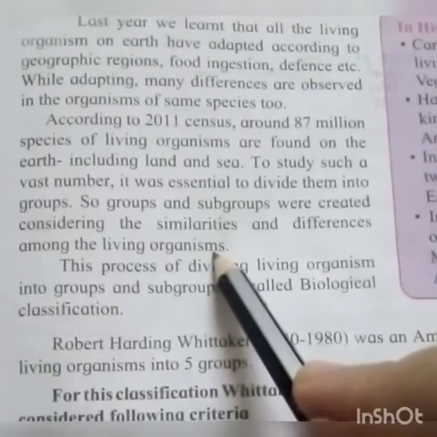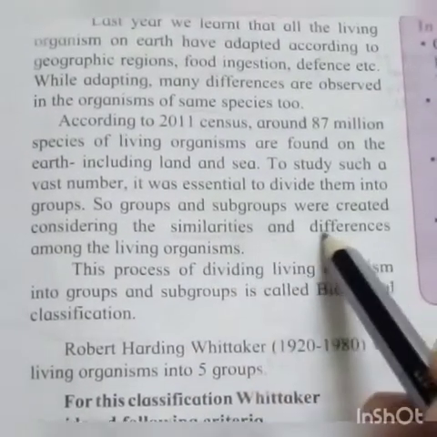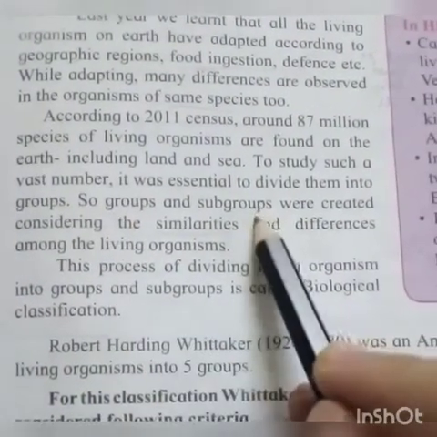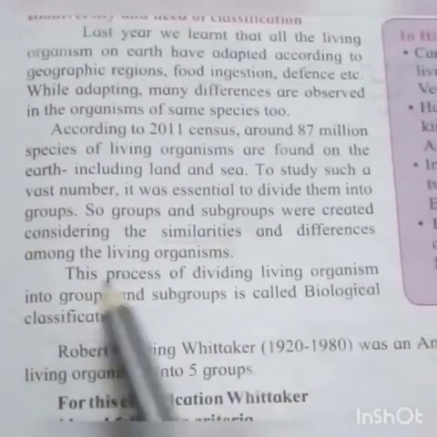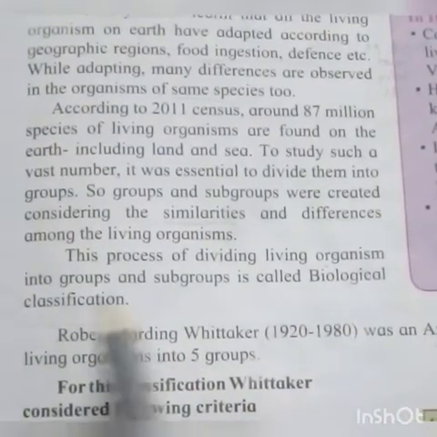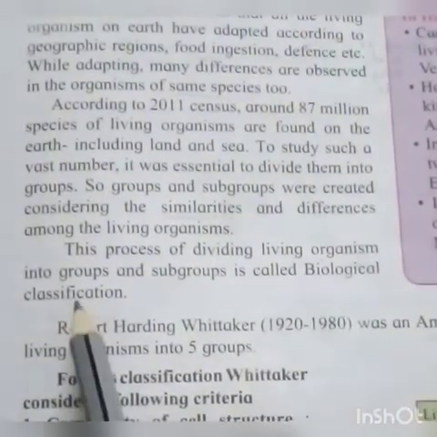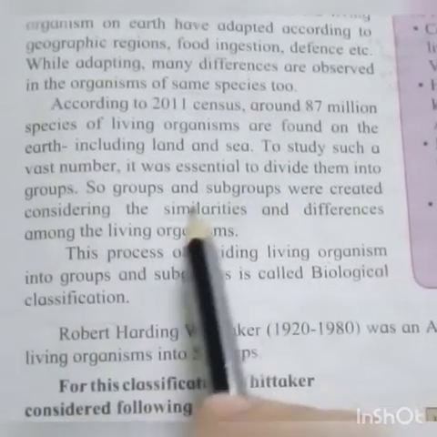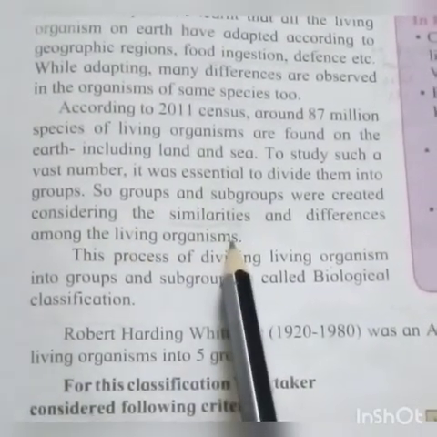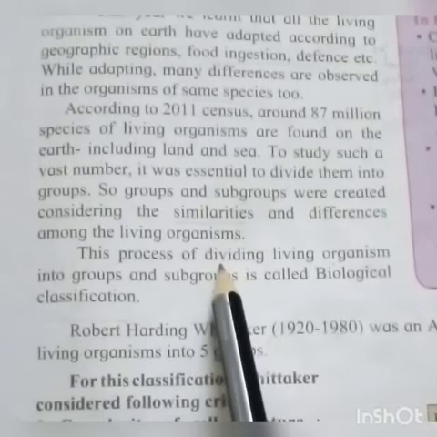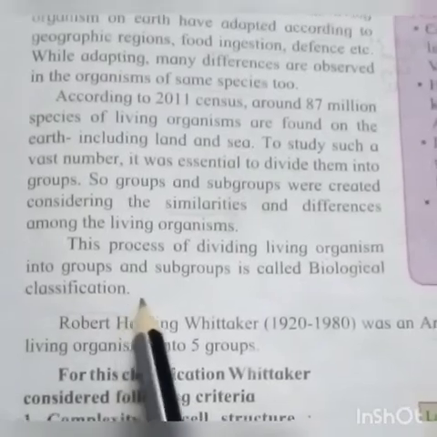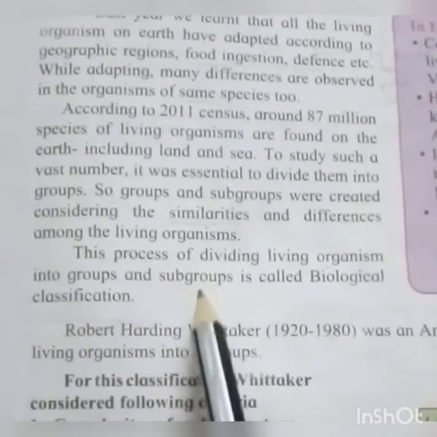That means on the basis of their similarity and their differences, animals are categorized into groups and subgroups. This process of dividing living organisms into groups and subgroups is called biological classification. Now what is biological classification? That means according to the similarity and differences of the living organisms, the organisms are divided into groups and subgroups. It is called the biological classification of living organisms.